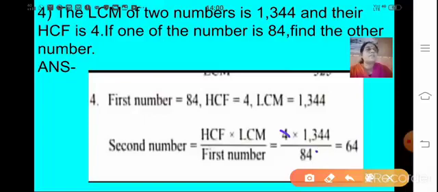This number is divisible by 4. 4 ones are 4, 4 twos are 8, 4 ones are 4. Correct? You can take these two numbers and divide. You can divide this 1344 by 21, or still if it is divisible by any other number, you can just do the cancellation method.